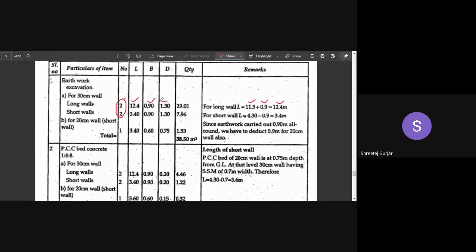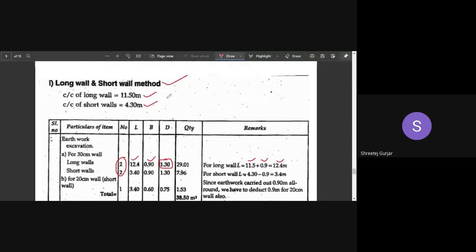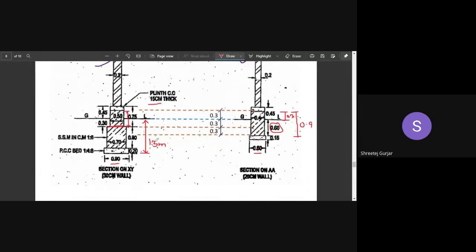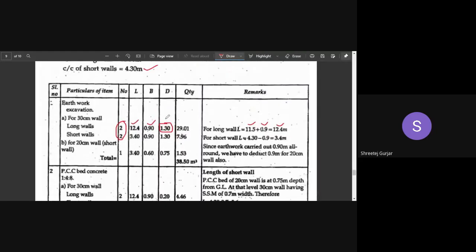And the depth I have calculated, I have shown you it is 1.3 meters. See, from ground level to my foundation level it is 1.3. Okay, so multiplying number into length, into breadth, into depth, I get the quantity as 29.01 meter cube. Okay, so this is for long wall.